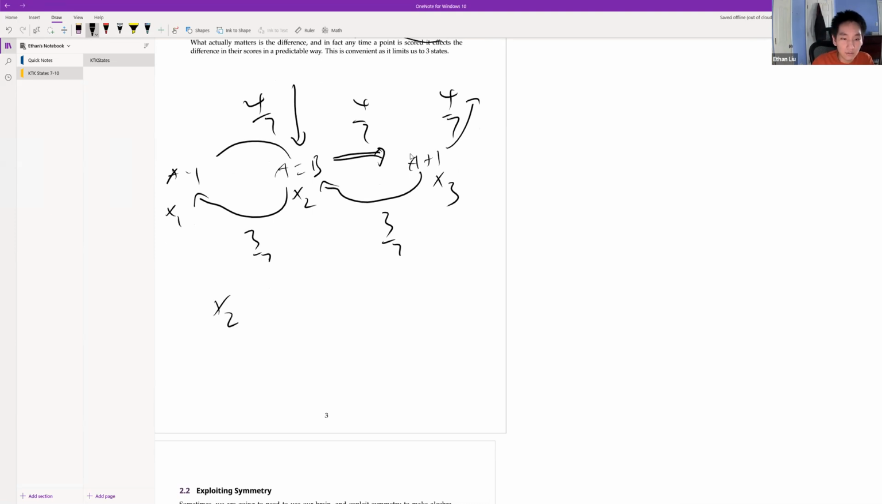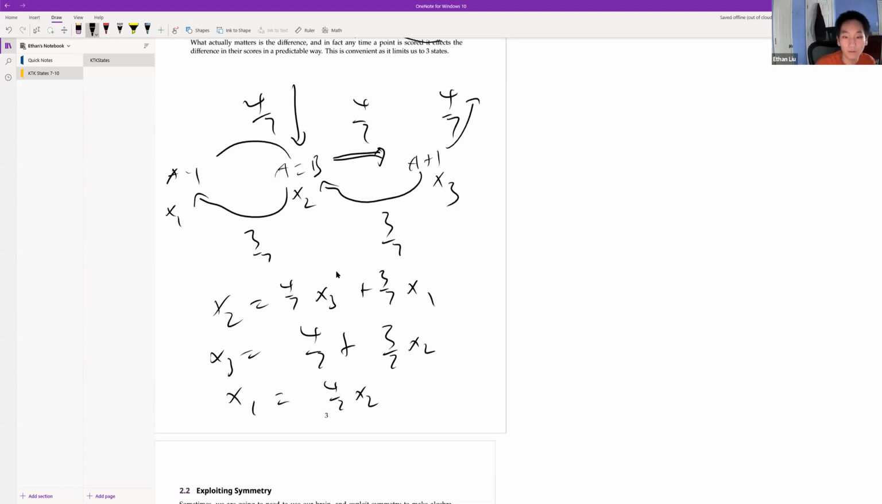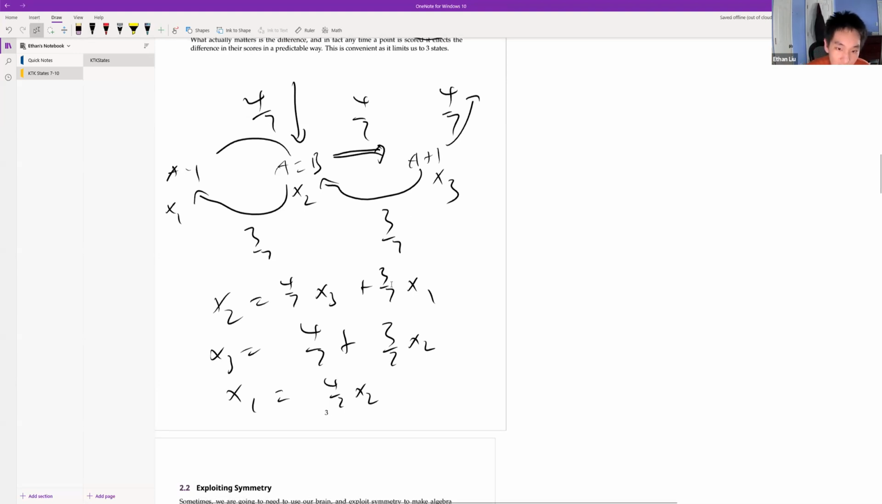And so x2 equals 4/7 of x3 plus 3/7 of x1, which is sort of what we were talking about earlier with that theorem. But again, it is more of a heuristic. I'm thinking, the probability I win here is the probability that after I move, I win there, or after I move, then I win there, or whatever. And similarly, x3 is 4/7 plus 3/7 x2, and x1 equals 4/7 x2. And so you can substitute stuff around.